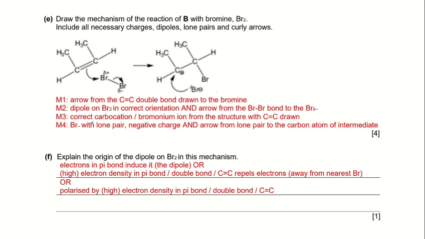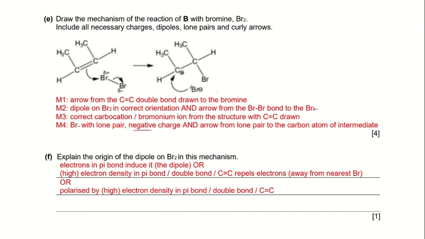Now, third mark will be correct carbocation. The intermediate must be correct. One of the carbons is positive. And also, you have the bromide ion from the structure with the CC drawn. Last one, you have bromide ion with lone pair. Must show at least one lone pair because this partial negative bromine took both the electrons from the bond. So this lone pair will later be accepted by the positive carbon, negative charge on the bromide ion, and also the arrow from the lone pair to the positive carbon atom of the intermediate. 4 marks for the mechanism.